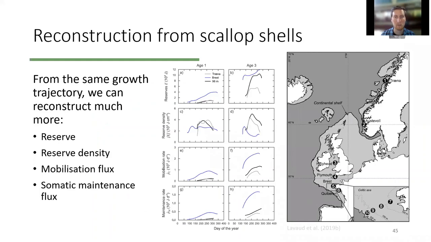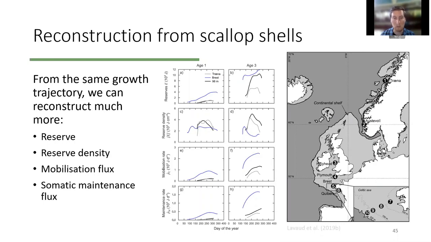And so not only can we reconstruct the functional response from this growth trajectory, but we can also reconstruct reserve density and mobilization flux and the somatic maintenance flux in these different locations. And this can also help us understand why we see different growth patterns in these areas.